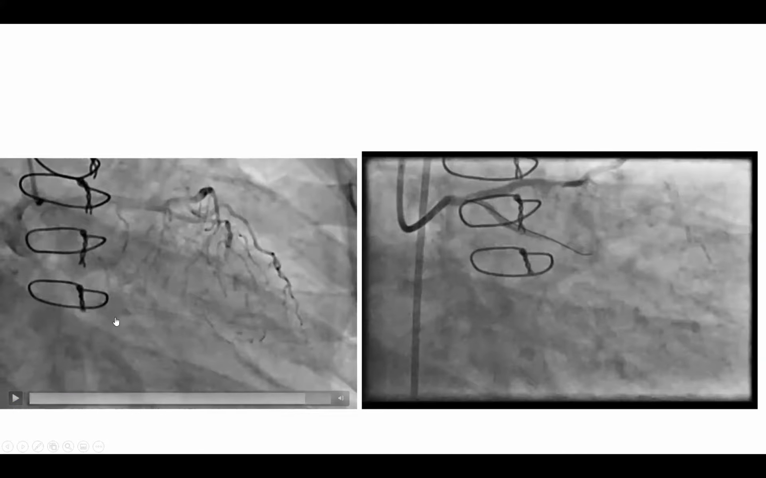OM1 is filling late, and you have an OM2 filling via graft, but we don't care about it. I mean, we care, of course, but the OM1 doesn't care about it. It's not receiving anything from it.